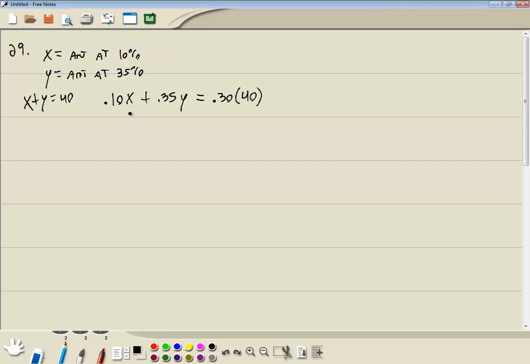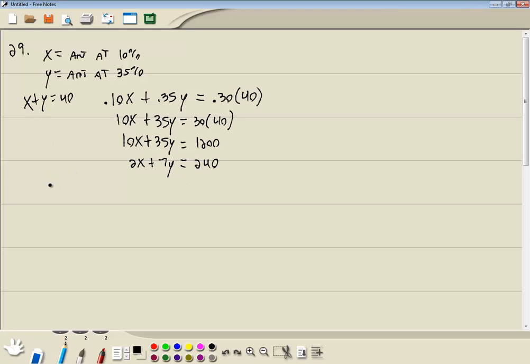Okay, move this 2 decimal places to the right, so we got 10x plus 35y equals 30 times 40. Notice I only move it in one place here. So we got 10x plus 35y equals 1200. They're all divisible by 5. That makes them a little smaller. 10 divided by 5 is 2, so we got 2x plus 7y equals 240.